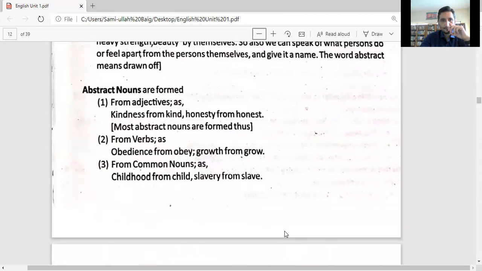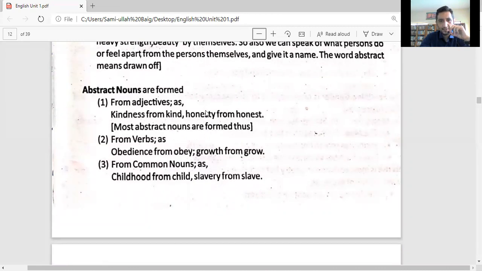Now, how are abstract nouns formed? Here are some examples given. Abstract nouns may be formed from adjectives. Kind is an adjective. When you add the suffix ness at the end, it becomes kindness, an abstract noun. Similarly, honesty is from honest.